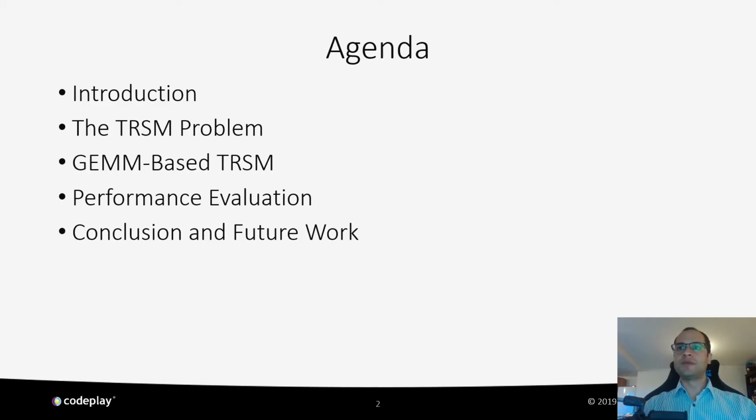In this presentation, I'm going to cover the following points. We start with a brief introduction and motivation behind our work. Next, we define the TRSM problem, and we show how to solve it, followed by a GEMM-based solution to the problem that is suitable to be used in highly parallel devices. I'm going to show the performance evaluation of our implementation of TRSM in SYCL BLAS. And finally, I conclude and present the future work still to be done.